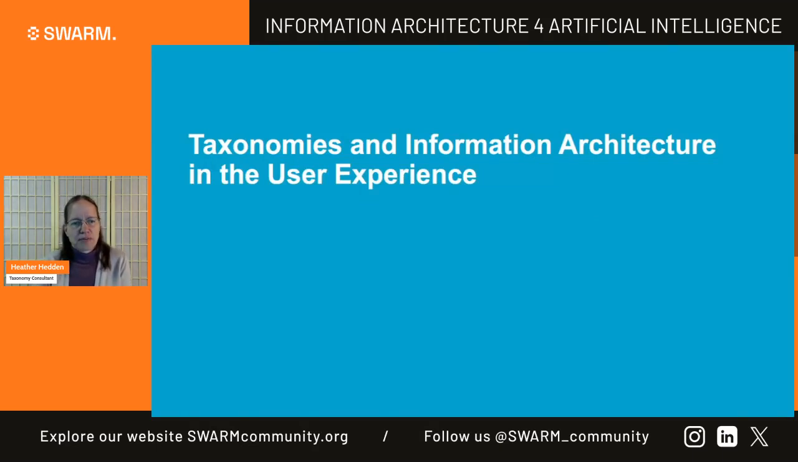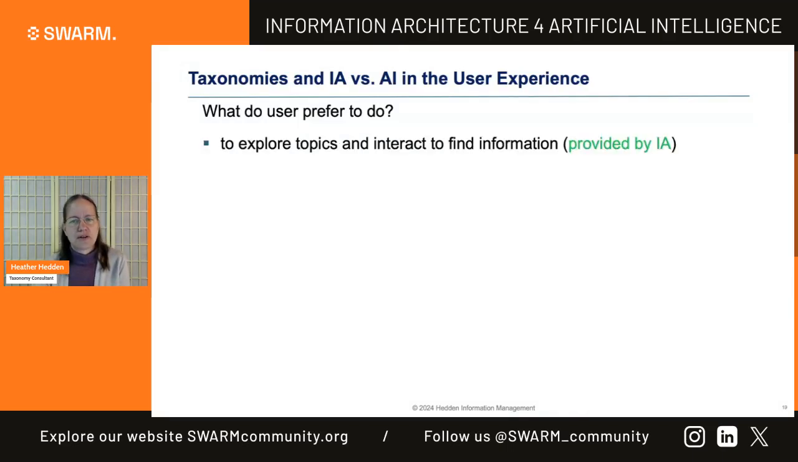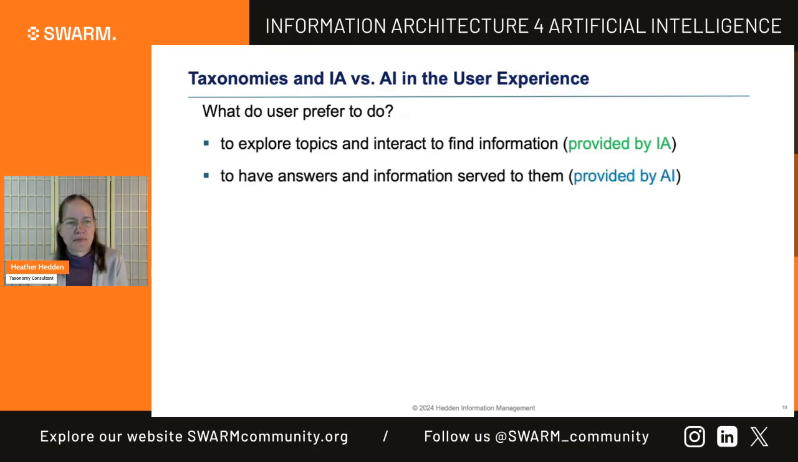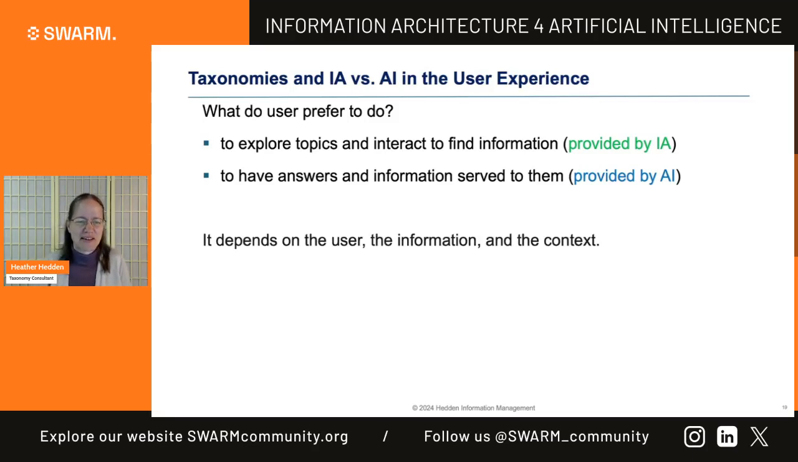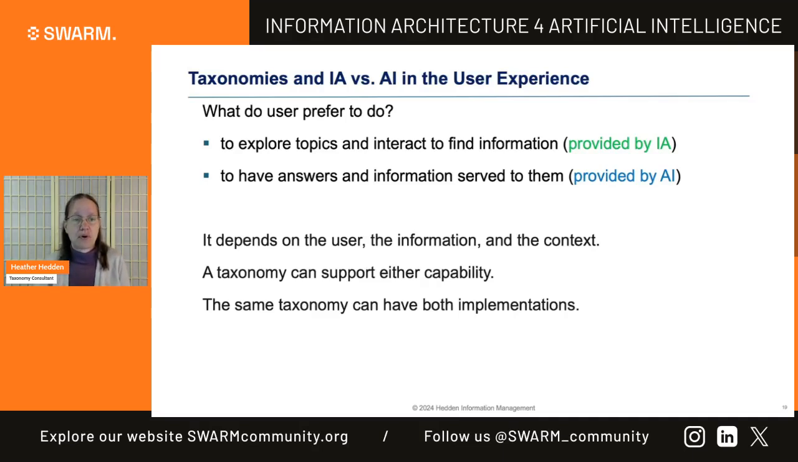Okay, so taxonomies and information architecture in the user experience. What do users prefer to do? Do they want to explore topics and interact to find information? This is provided by information architecture. Or do they want to have answers and information served up to them, which is better provided by AI, artificial intelligence? Well, of course, it depends. It may depend on the user, but it may depend on the kind of information. So the same user sometimes wants to do one or the other, or other aspects of the context. Now, a taxonomy can support both or either. And even the same taxonomy can support both interactive browsing and having answers served up, combined with different technologies.